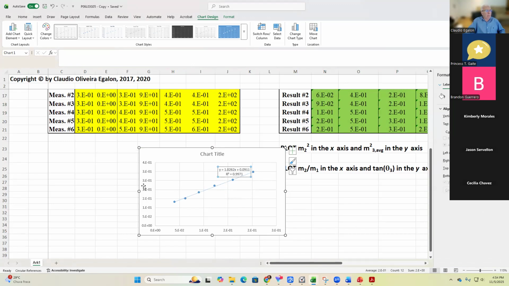And then you gotta put the labels with the units, right? On both axes.